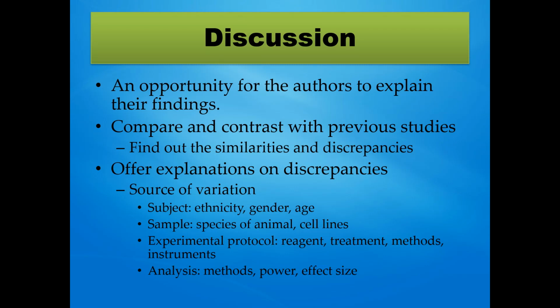The discussion also offers an explanation of the reasons for discrepancy. Okay, let's say the result of the current study is quite controversial, it's quite different from previous studies. The discussion itself provides an opportunity for the authors to explain to the readers why their results are different from the previous studies. Some of the sources of variation, for example, to explain the differences between the results of the current study and the previous findings, include subjects, because each study will recruit different subjects of different ethnicity, gender, or age.